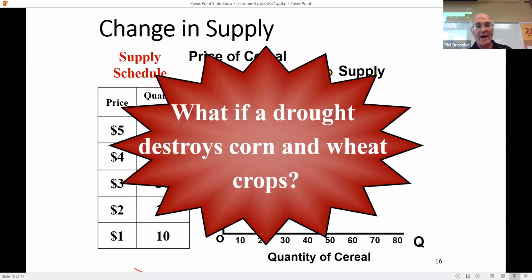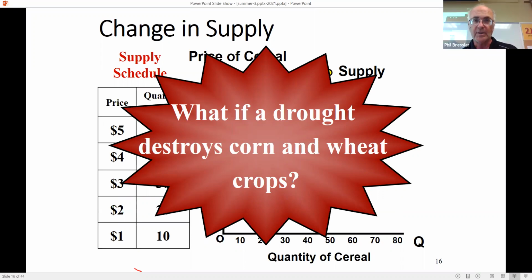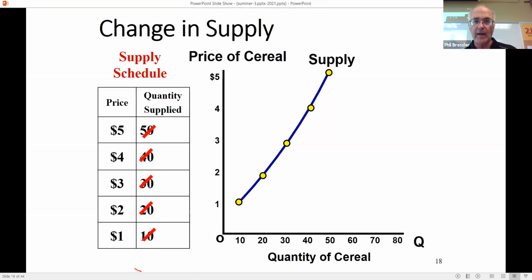What if a drought destroys corn and wheat crops? Nick, what do you think would happen to supply if a drought destroys corn and wheat crops? It decreases, because you need corn and wheat to make cereal. All right, so there it is. Notice it used to supply 50, 30.